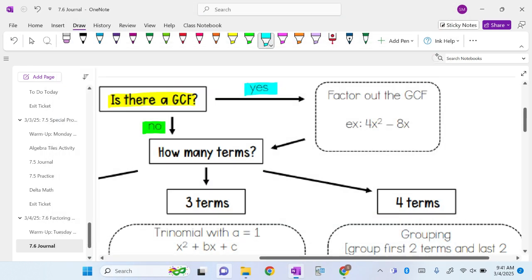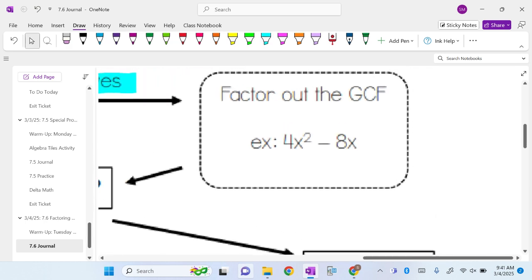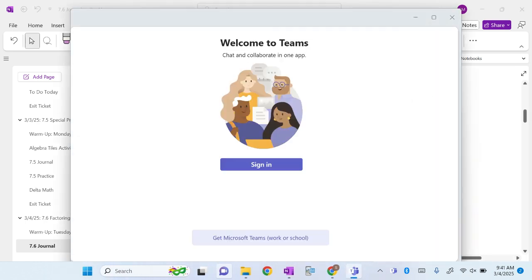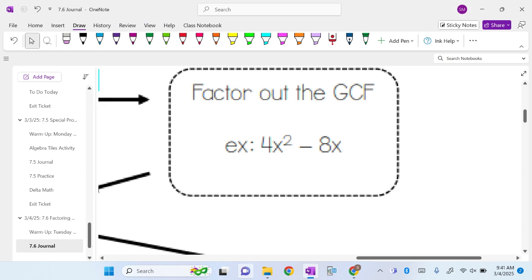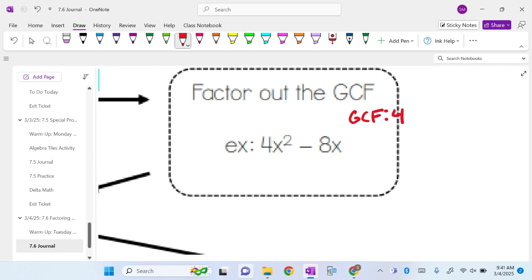So just to review, for this example, this expression, we're just factoring out a GCF. What do you think the GCF of this expression would be? 4 is part of it. Now, someone else tell me what's the GCF of the x's. How many x's do x squared and x have in common? 1. So my GCF would be 4x.